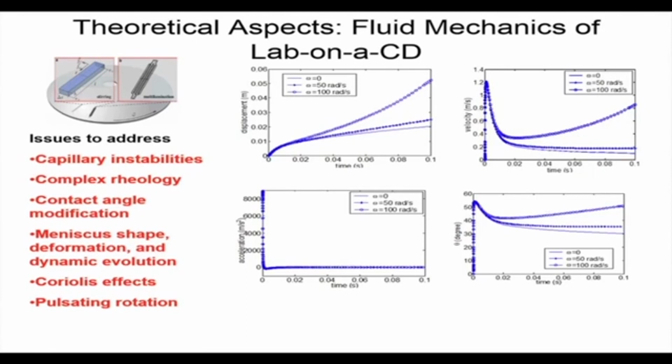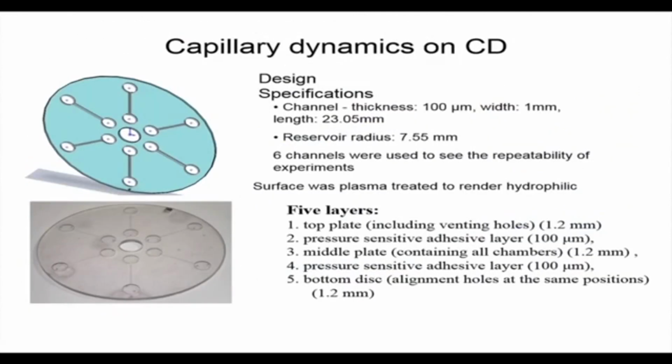So complex rheology of blood, contact angle modification, that is like selective hydrophobization or hydrophilization, meniscus shape deformation and dynamic evolution, studying the Coriolis effects and studying the effects of pulsating rotation, right. If you alternate the directions of rotation of the CD, what will happen? So if you think of fluid dynamics on a CD, there are so many unresolved questions that there are quite a few PhD theses that one can do out of these considerations.